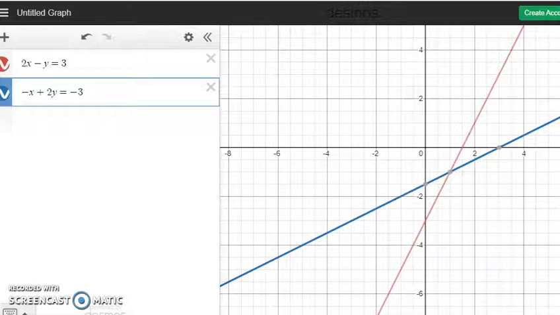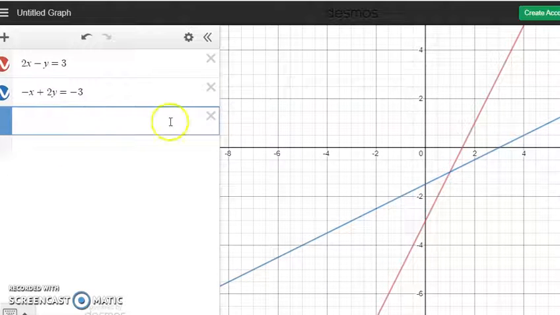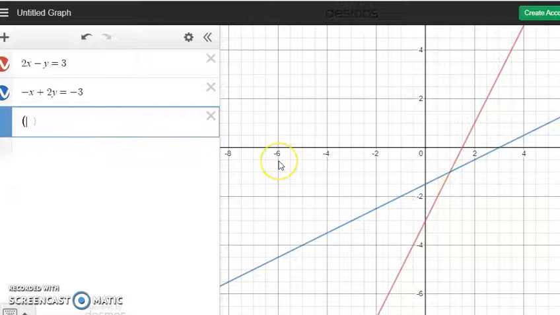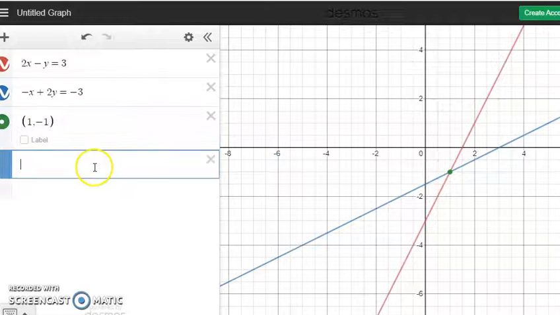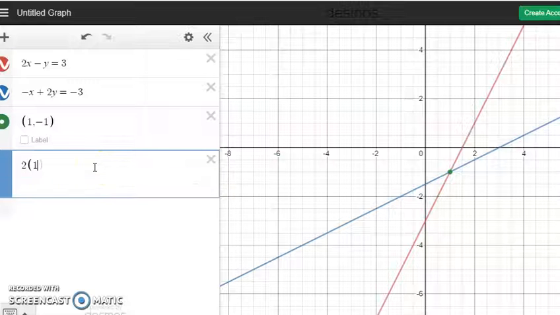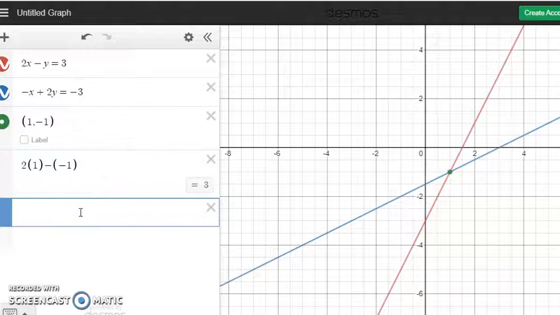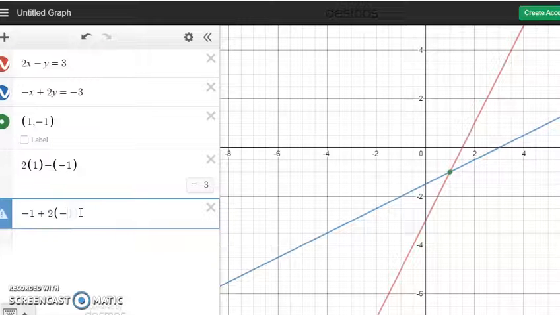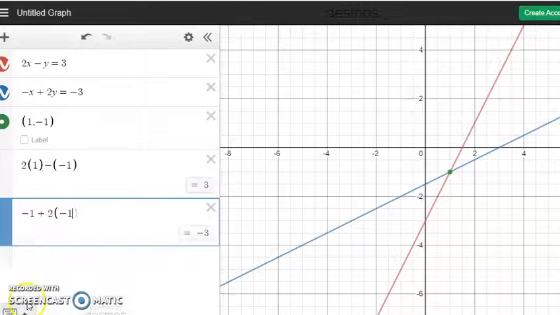One way to solve this problem is to graph each line, and the place of intersection is the solution. The intersection point I'll recognize with an ordered pair at (1, negative 1). And the idea then is if I take 2 times 1 minus negative 1, that equals 3. And if I take the opposite of 1 plus 2 times negative 1, I'll get negative 3.